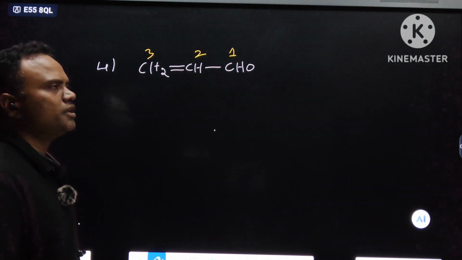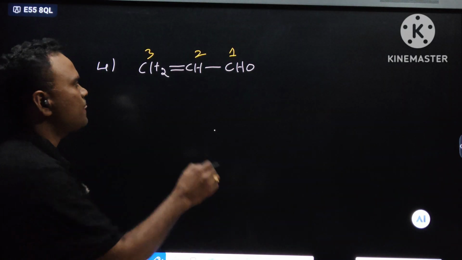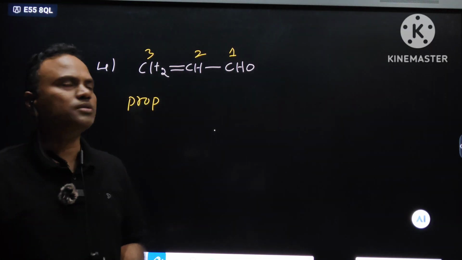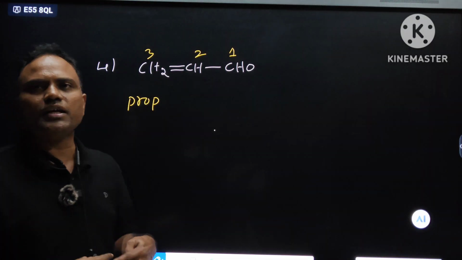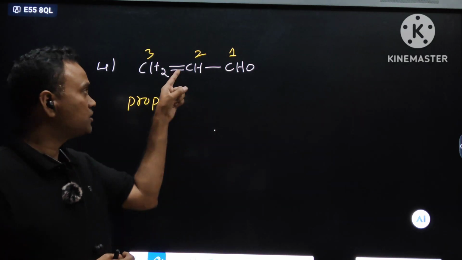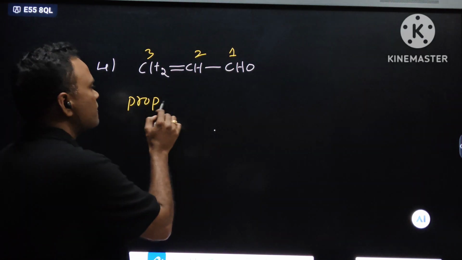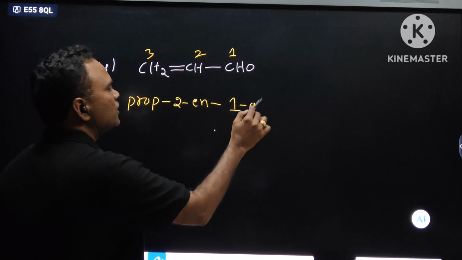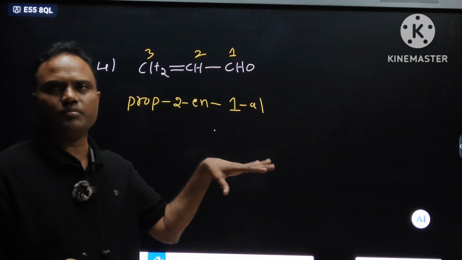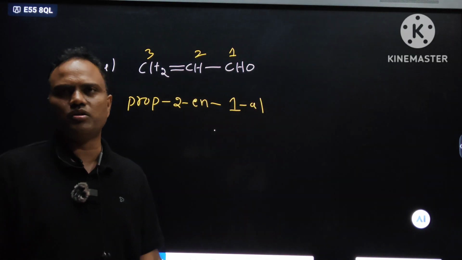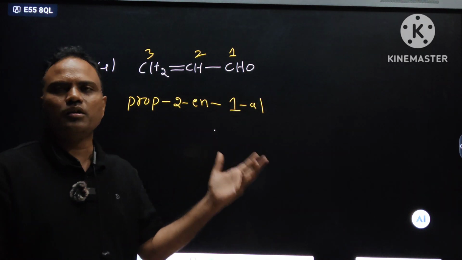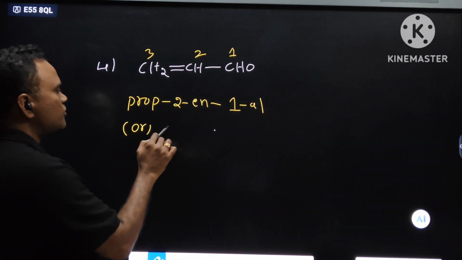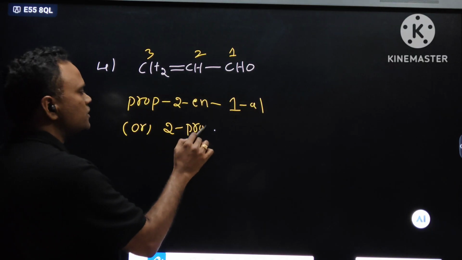Now, how to give the name for this? First, write the root word. What is the root word? Prop. And the double bond is present at second position. Prop-2-en-1-al. Or you can write simply al, because aldehyde is a terminal functional group. You need not mention 1. If you mention 1, nothing will happen. You can write like this also, 2-propenal. This is also correct.